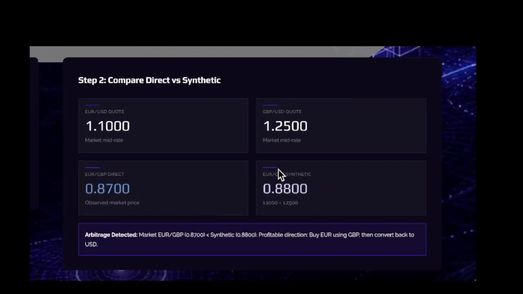Now consider 3 market quotes. EUR/USD is 1.1000. GBP/USD is 1.2500. The directly quoted EUR/GBP rate is 0.8700. Using the 2 dollar-based currency pairs, we can calculate the synthetic EUR/GBP rate. We divide 1.1000 by 1.2500, which gives us 0.8800. The synthetic market therefore values 1 euro at 0.88 pounds, while the direct market allows us to buy 1 euro for only 0.87 pounds. This tells us that the euro is relatively underpriced in the direct EUR/GBP market.